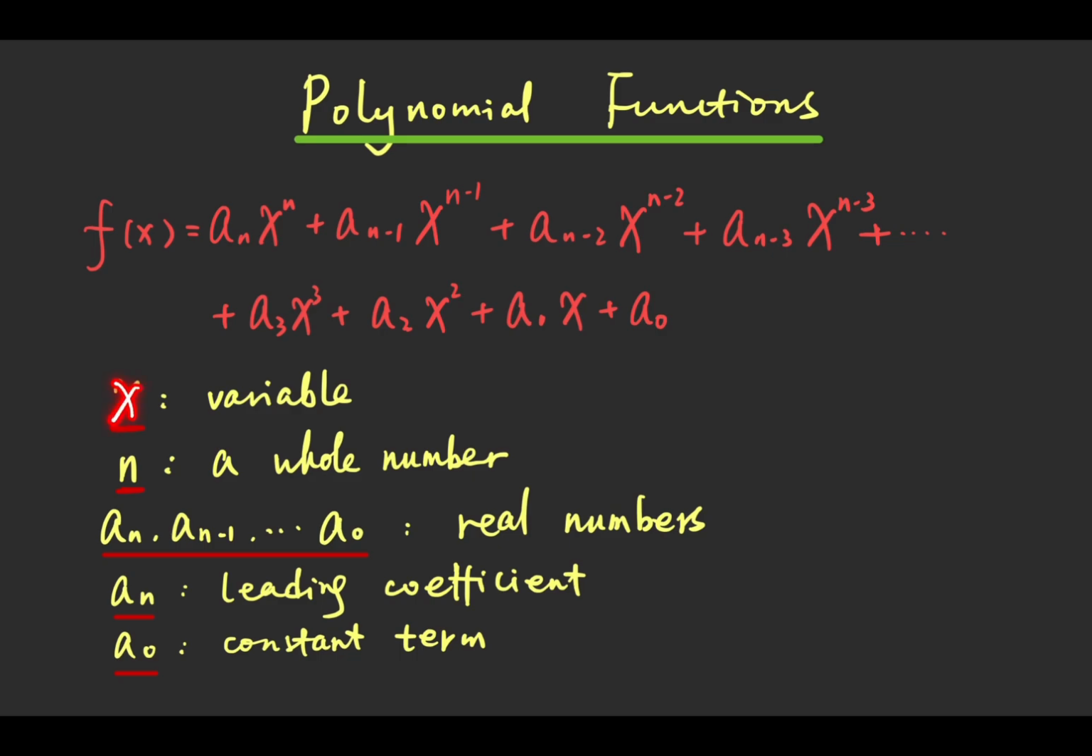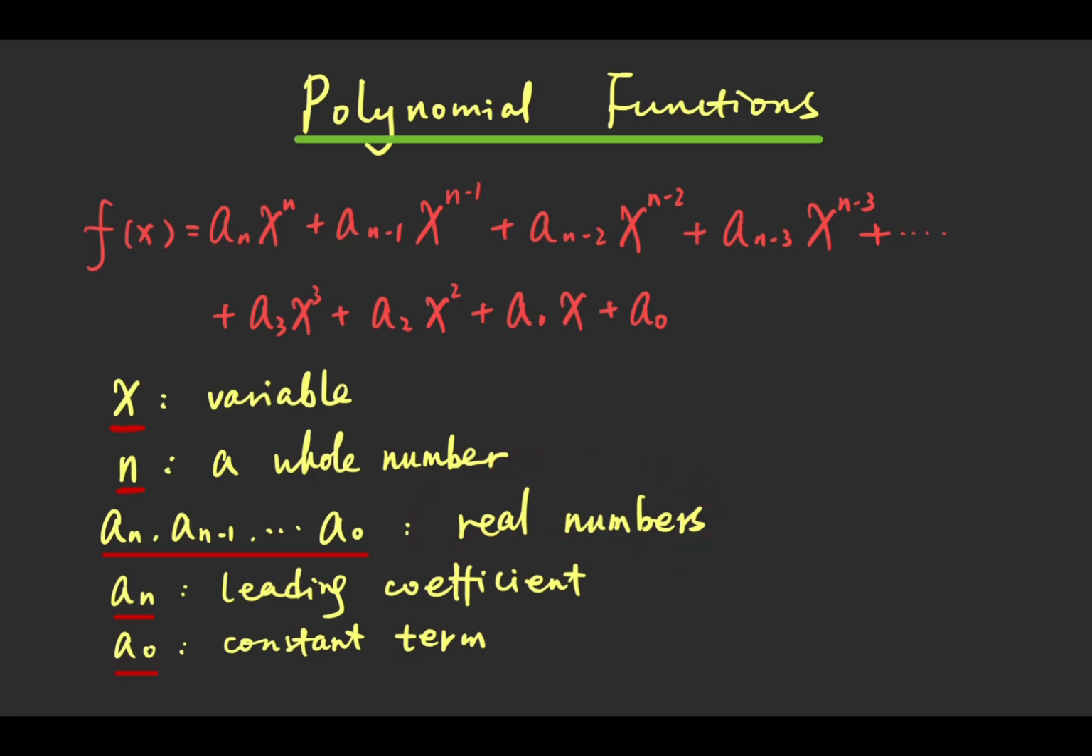Here, x is the independent variable. The exponent n is a whole number, so n minus 1, n minus 2, n minus 3, until n minus n. All of the exponents will be whole numbers. The coefficients of every power are real numbers.